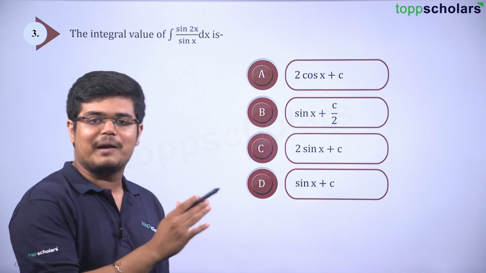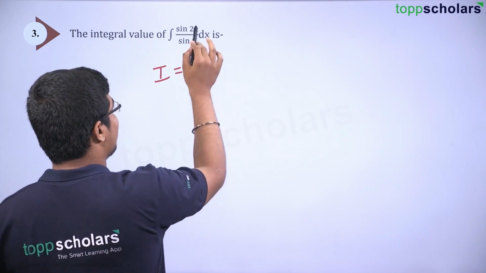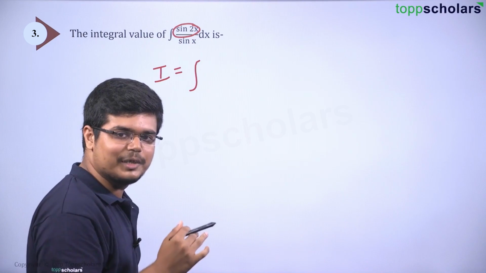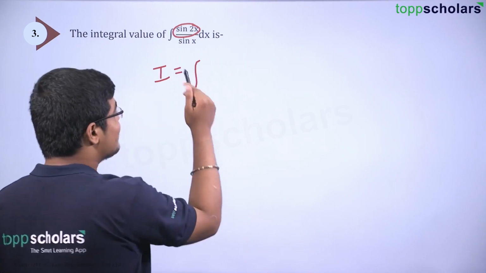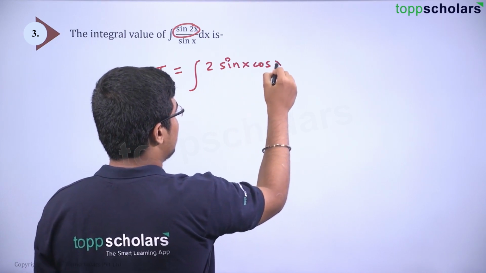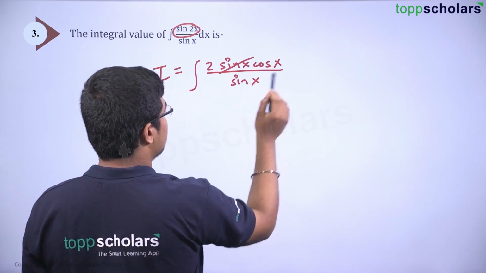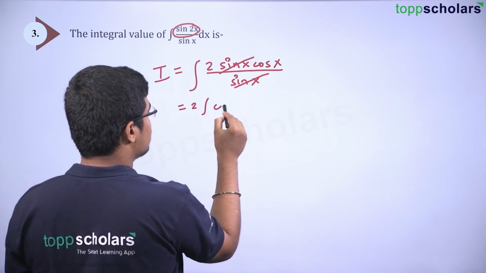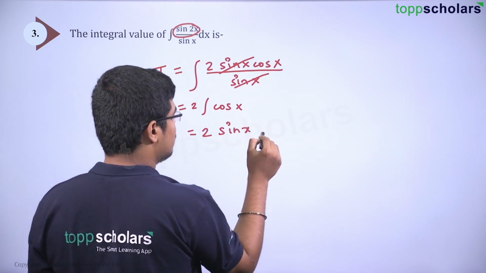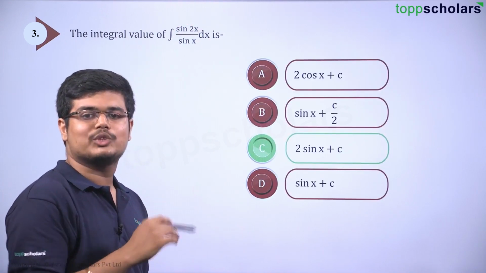So let us go ahead and integrate sine 2x upon sine x using the suitable trigonometry formulas. Now students, sine 2x upon sine x means the numerator angle is 2x, denominator is x, so we will use the double angle formula. Sine 2x is simply 2 sine x cos x upon the denominator sine x. So here sine x gets cut, 2 is outside, we have integration of cos x. Students, integration of cos x is simply sine x. So the answer is 2 sine x plus c. The correct option will be option C, 2 sine x plus c.